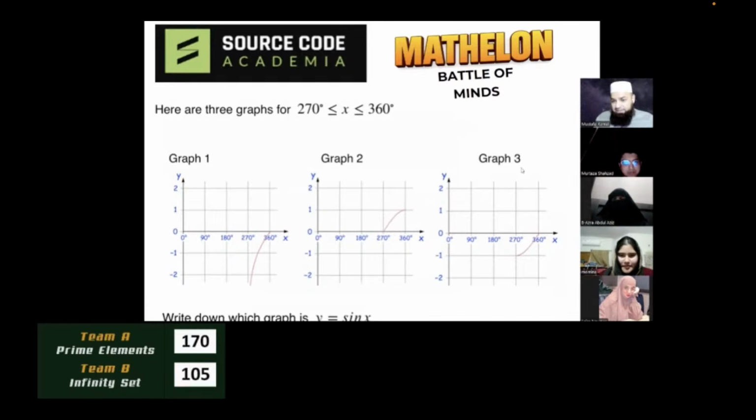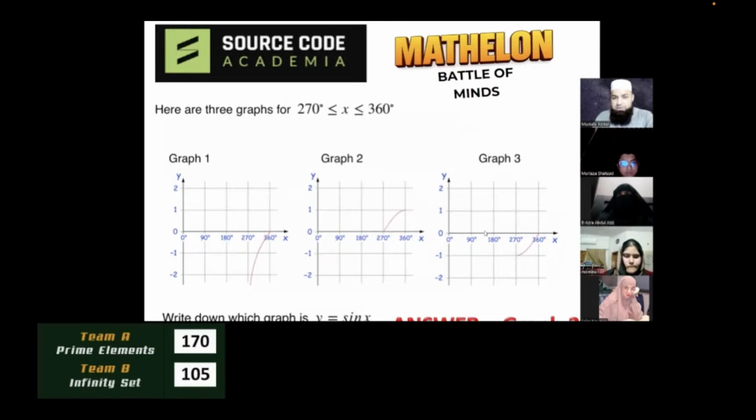It's graph 3 because you can see here the highest and the lowest value of the sine function is 1 and minus 1. So it's going through this point and then it will reach here. So this is actually minus 1. And this is the tangent graph, which is going through this point, and at 270 it is not defined. That's why graph 3 is the correct answer.